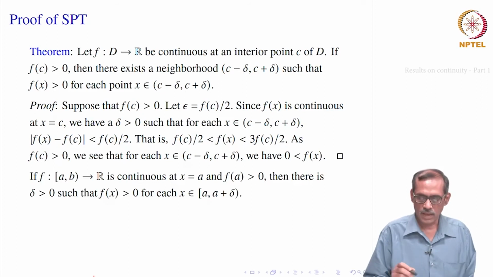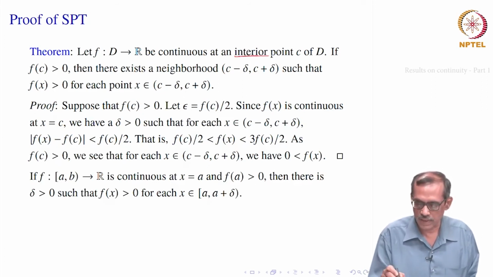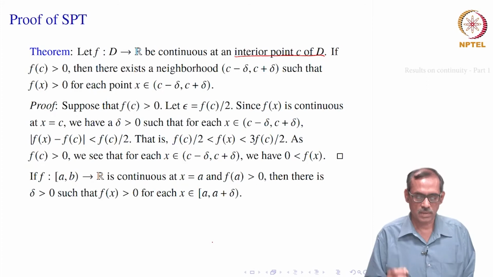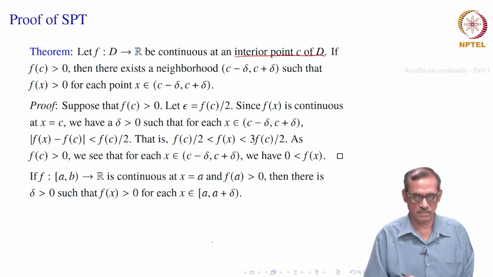Okay. So, now this says about the interior point. c is an interior point, that means around c there is a neighborhood which is contained inside D. Suppose it is not an interior point, but we are concerned about intervals. D is an interval and c is one of the endpoints of D, right.